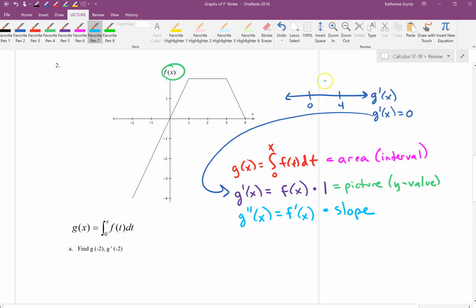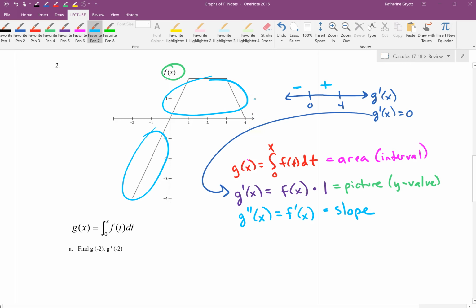Left of 0, in between 0 and 4, and then right of 4. So left of 0, the y value is all negative. In between 0 and 4, the y values are all positive. And then don't make this mistake. Right of 4, we have no information.